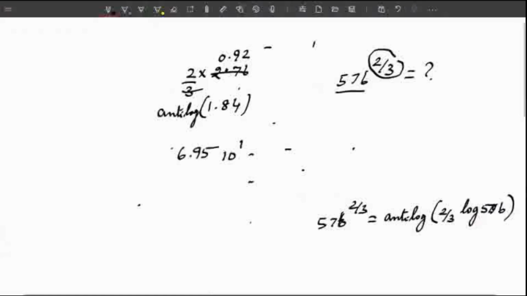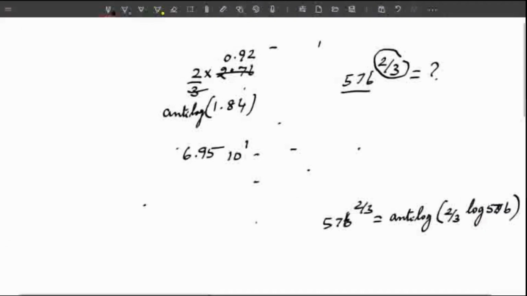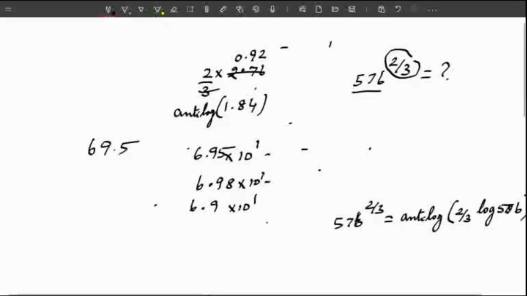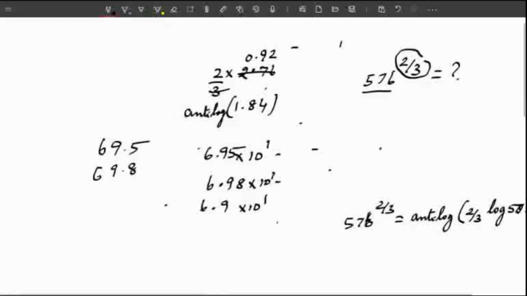Any other answer? 6.95. What is another person's mind saying? Say it fast. 6.9. 6.98? It went to 98? Okay. Into 10 power 1. Does anyone else say 6.9? 10 power 1. Therefore, one answer is 69.5, another answer is 69.8, another is 69. What is the correct answer for this?